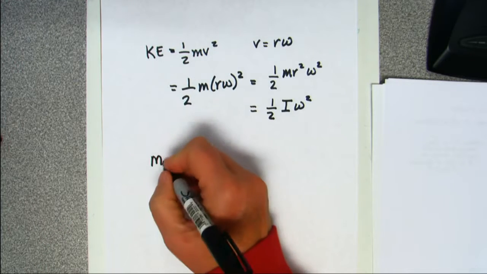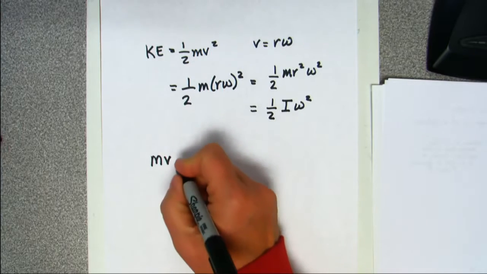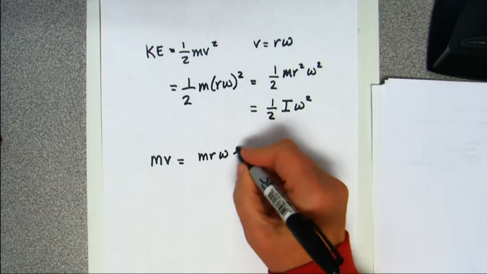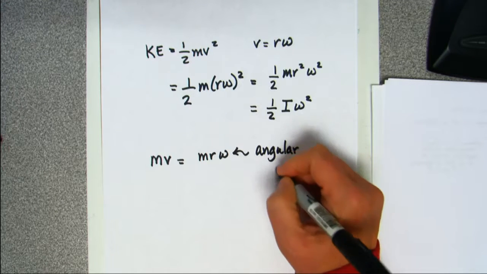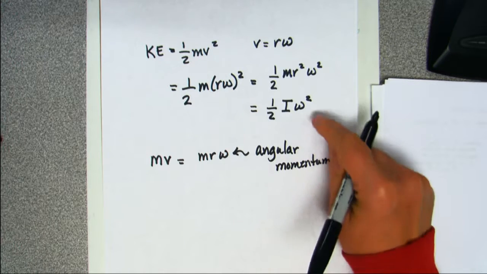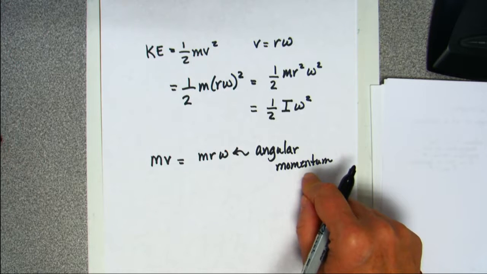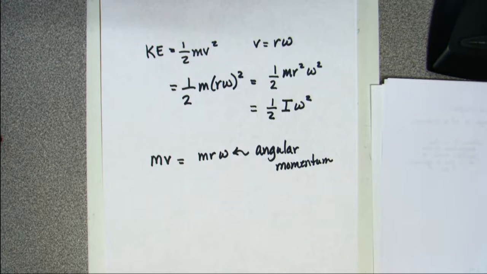Momentum is mv, but if I use the R omega, I'm going to get mR omega, and this is what's known as angular momentum. We have conservation of energy, we also have conservation of momentum. Okay? Conservation of energy, conservation of momentum.